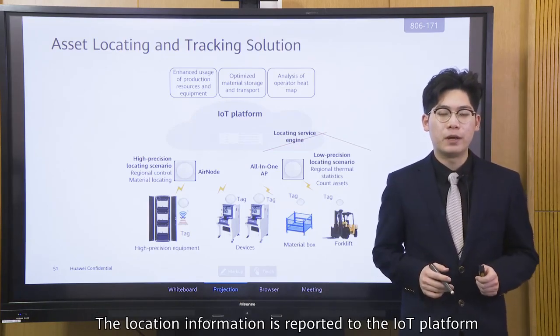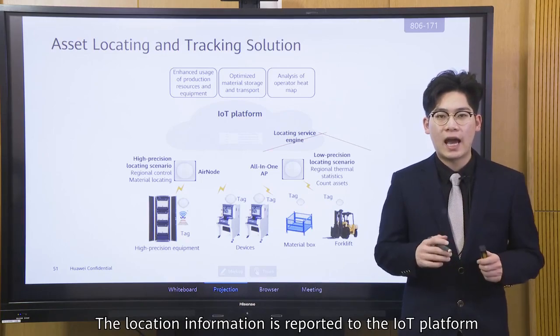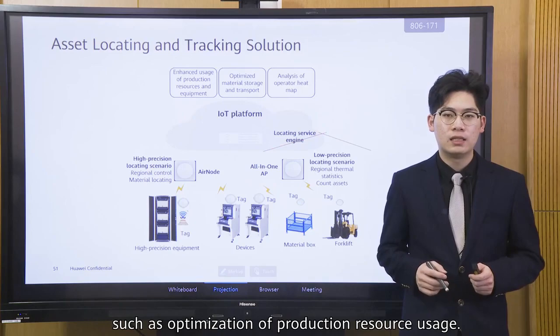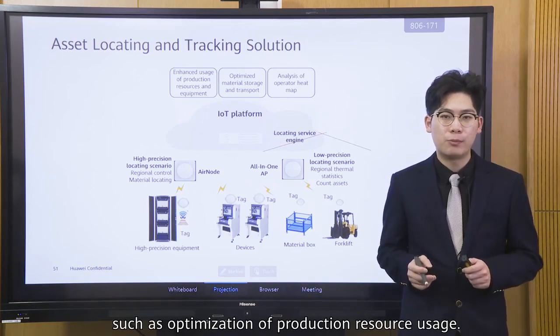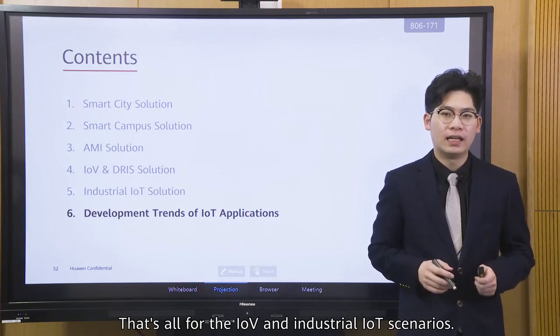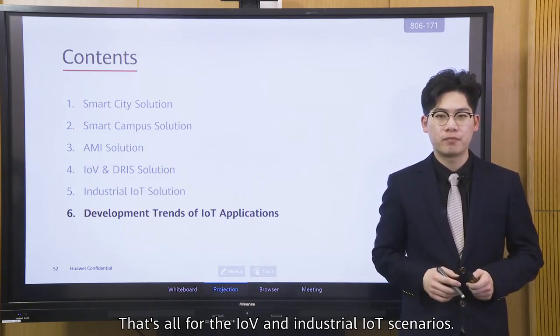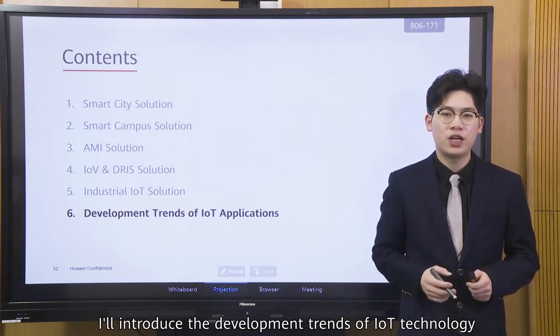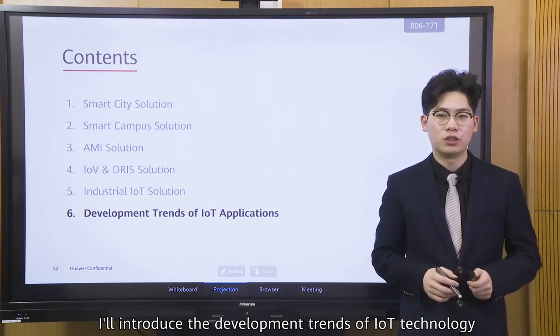The location information is reported to the IoT platform and used in various applications, such as optimization of production resource usage. That's all for the IoV and industrial IoT scenarios. In the next section, I will introduce the development trends of IoT technology based on other emerging technologies.